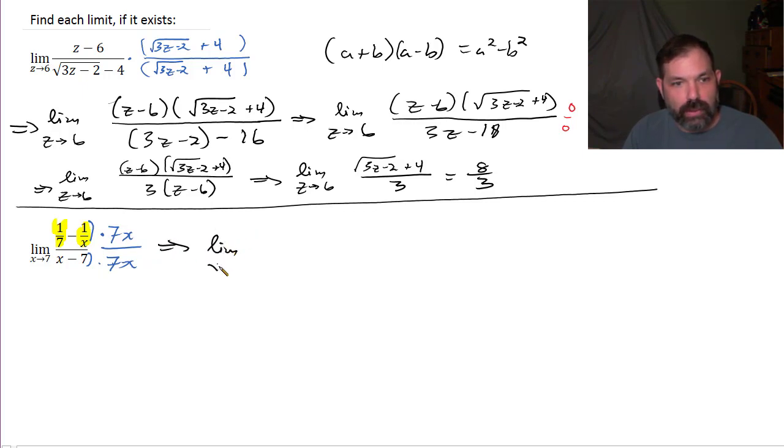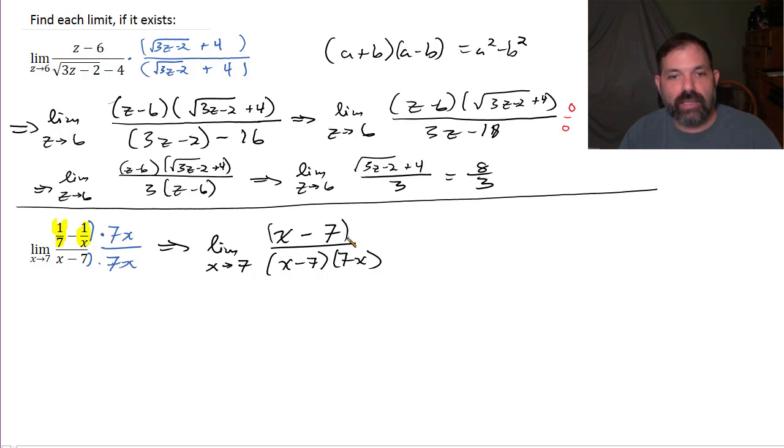This becomes the limit, still x is approaching 7. 1/7 times 7x, that's x. 1 over x times 7x, that's 7, so we have x minus 7. Now look at the denominator. The denominator is x minus 7 times 7x. Notice that there's now a common factor of x minus 7 in the numerator and denominator. Remove the common factor. And so then this is the limit as x approaches 7 of 1 over 7x. I can now directly substitute. It's 1 over 49.